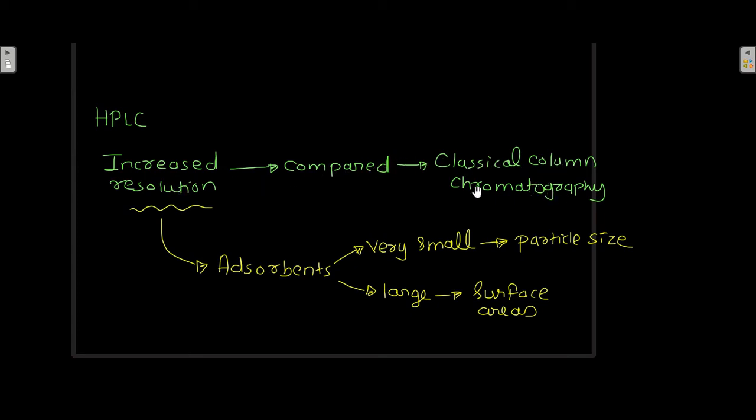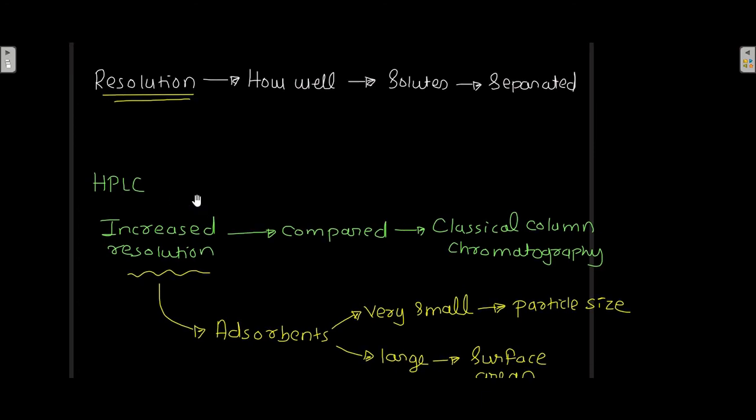And why is that? Well, because the adsorbents in HPLC are of very small particle size, and hence they have a large surface area. The smaller the particle, the larger the surface area of the adsorbent. This is happening in case of HPLC, and that is the reason why HPLC has increased resolution. It separates the solutes more efficiently than classical column chromatography.